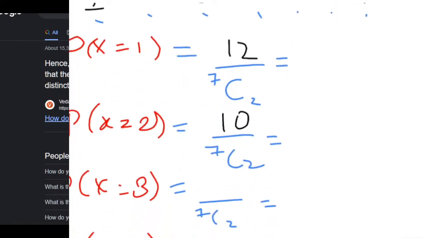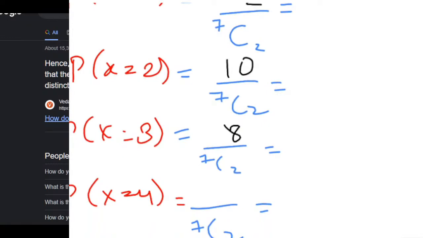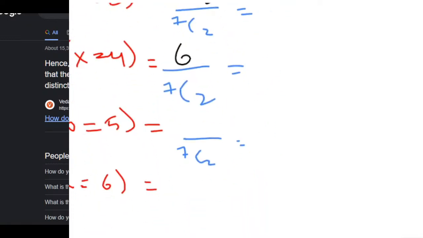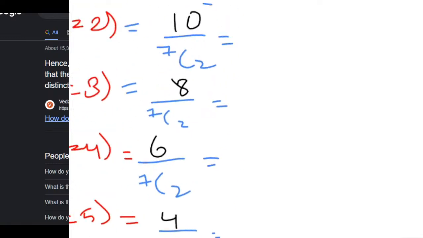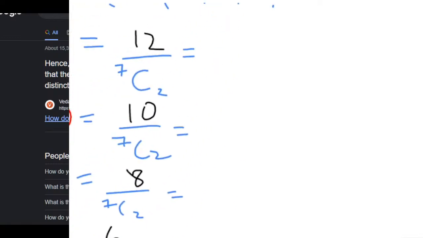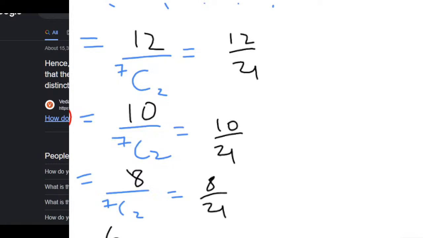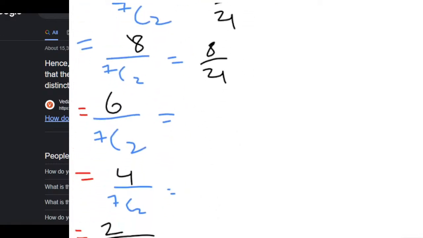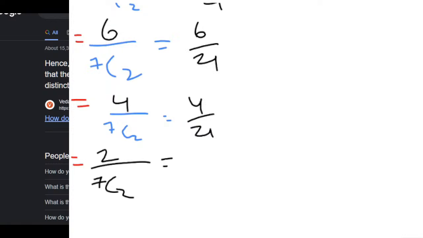Okay, 8, 6, and then over here 4, and then finally 2, 7. So I'll get 12 by 21, 10 by 21, and 8 by 21, 6 by 21, 4 by 21, and then 2 by 21, right?